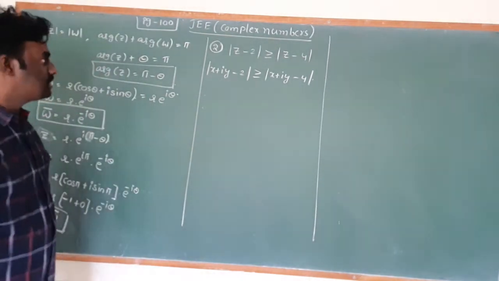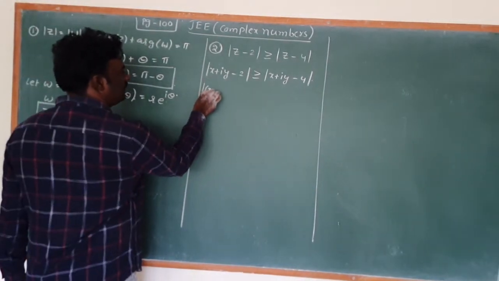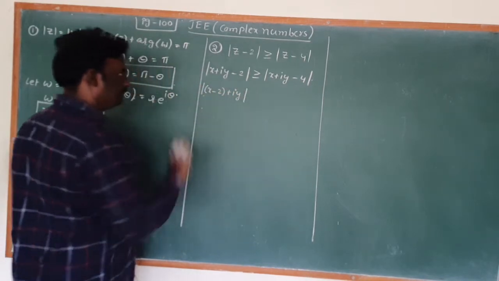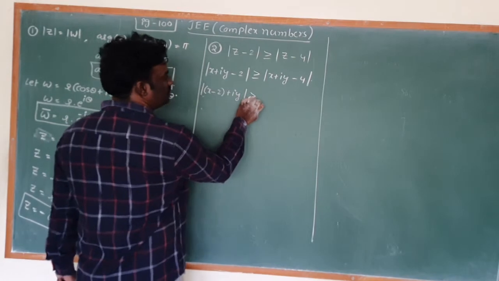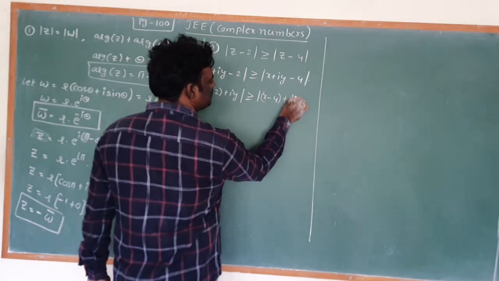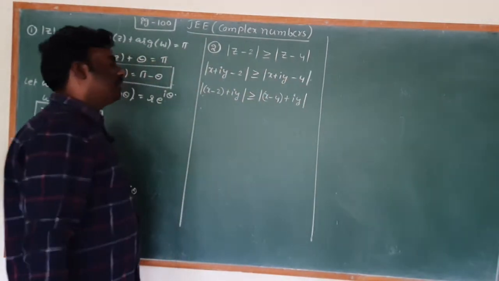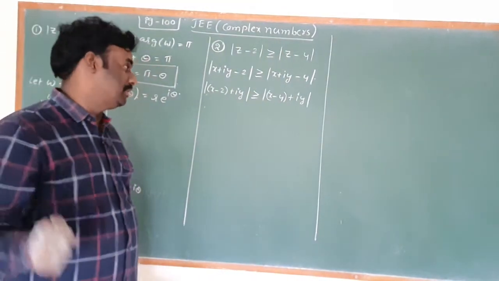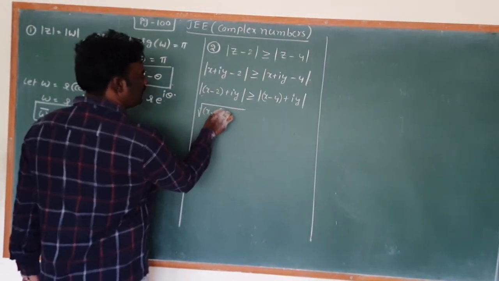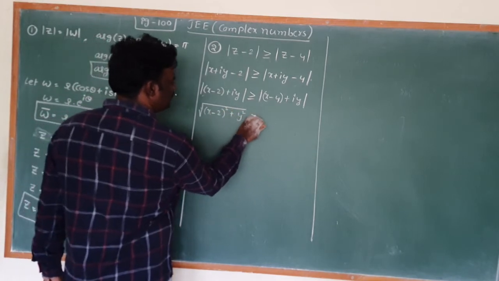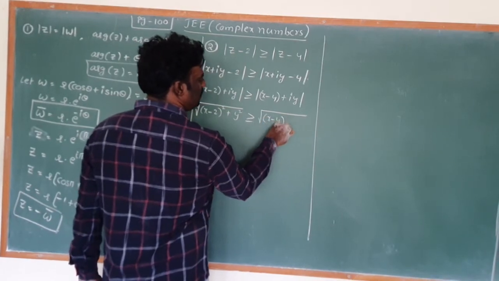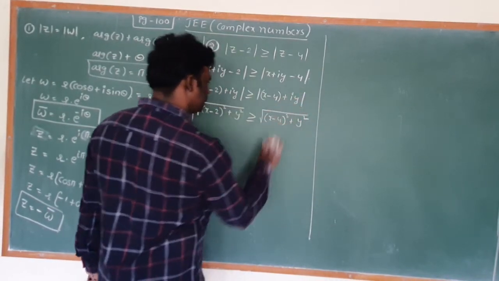First you write the real part, later you write the imaginary part. Real part is x minus 2, imaginary part is iy, is greater than or equal to real part x minus 4 and imaginary part iy. We know how to find the modulus of a complex number. What is the formula? Under root of real part square plus imaginary part square. Here also under root of real part square plus imaginary part square.